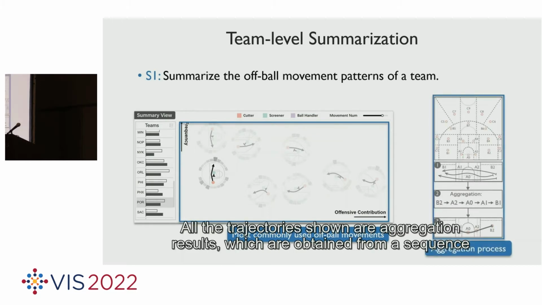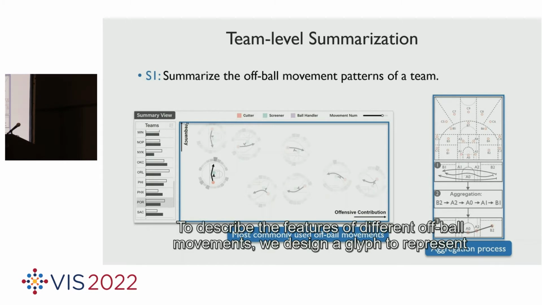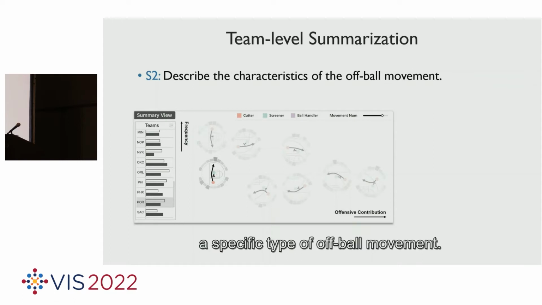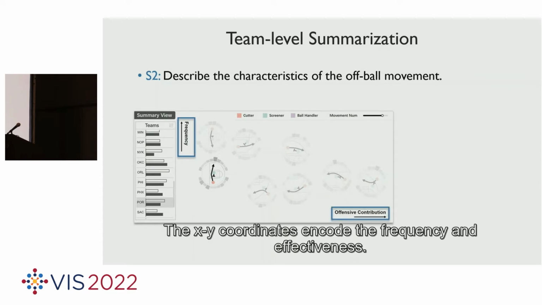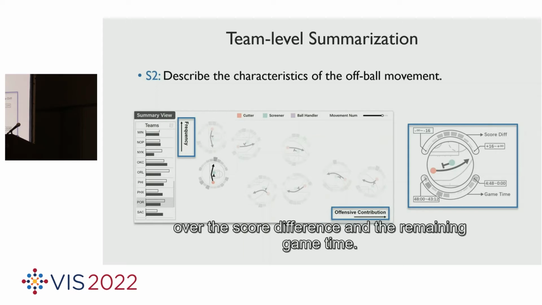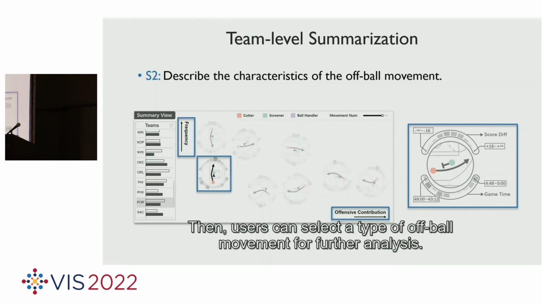All the trajectories shown are aggregation results, which are obtained from a sequence of subdivisions. To describe the features of different off-ball movements, we designed a glyph to represent a specific type of off-ball movement. The XY coordinates encode the frequency and effectiveness. To incorporate the game context, we add 2 histograms to show how a type of off-ball movement distributes over the score difference and the remaining game time. Then, users can select a type of off-ball movement for further analysis.